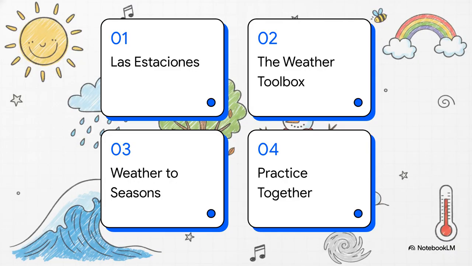Here is a super quick look at our roadmap for today. We'll start with las estaciones del año, the seasons. Then we'll unlock what I like to call the weather toolbox. After that, we'll bring it all together by matching that weather to the seasons. And finally, we'll do some rapid-fire practice together. All right, let's jump right in.